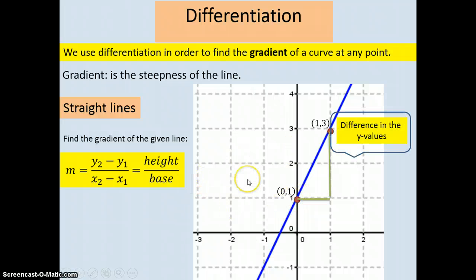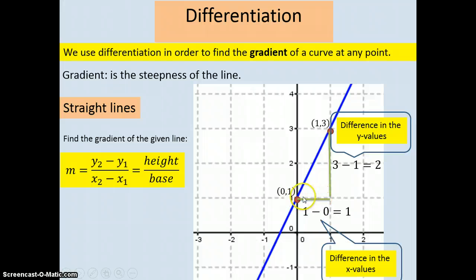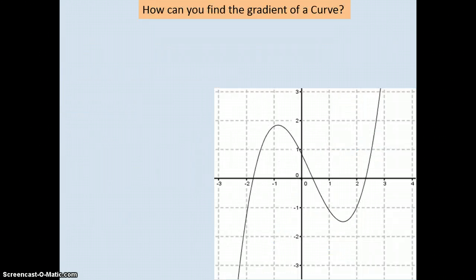So the difference in the y values is from 3 to 1. So 3 minus 1, the height is 2. The base is from 1 to 0. So 1 minus 0 is 1. Height over base, which means 2 over 1. Therefore, the gradient of this line is 2.